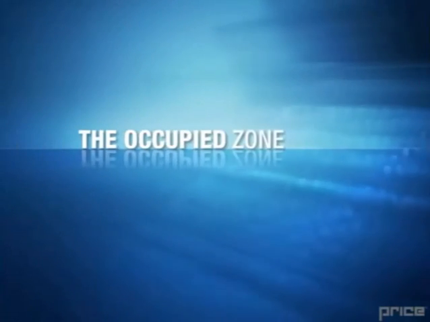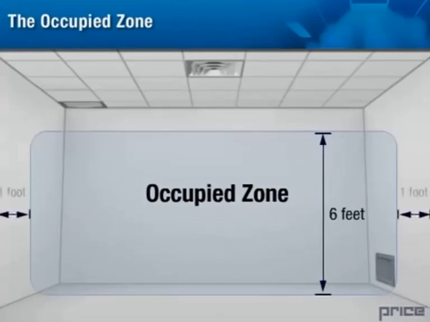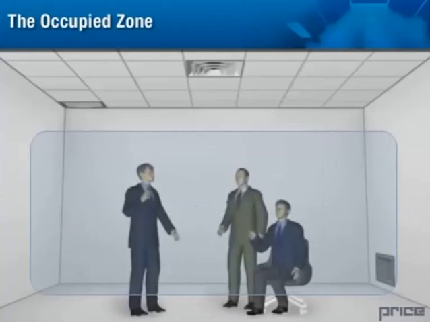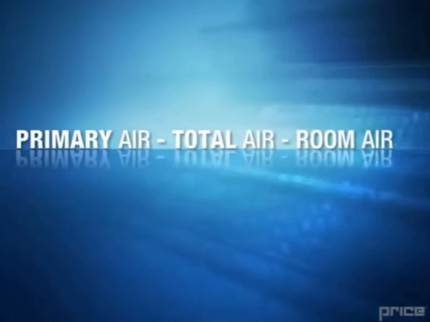The occupied zone. The occupied zone is usually defined as the area within 6 feet of the floor and not within 1 foot of the boundaries of the space, such as walls. As this is the area of occupancy, it is desirable to avoid excessive draft velocities and temperature differences within this space.